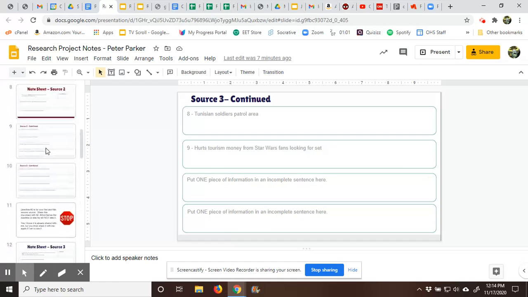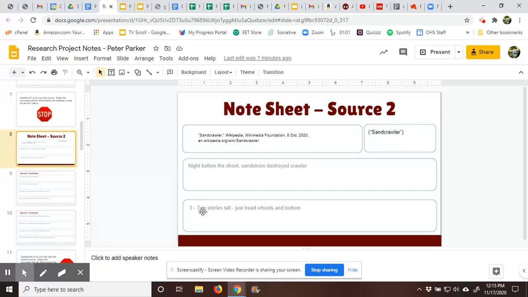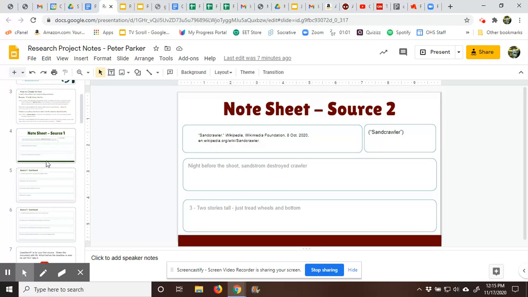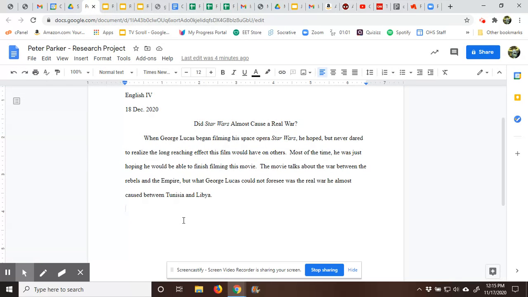All right, so let's get back over here. Our first two notes are from source one. My third note, I want to use the source two. So let's stick right here with this one here. Tunisia and Libya are enemies, and the desert of Tunisia looks like Tatooine. So I want to start working that into my paper. These are just written in incomplete sentences. So I'm going to have to find some way to get that in there. So this will require me to do a little bit of fluff work here. So I'm going to hit tab. No space between paragraphs here. And let's look.